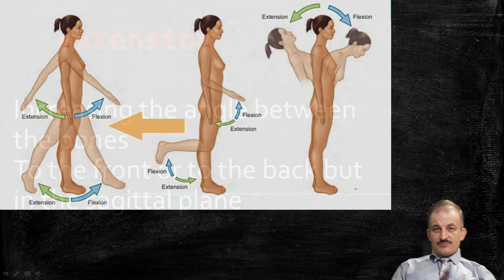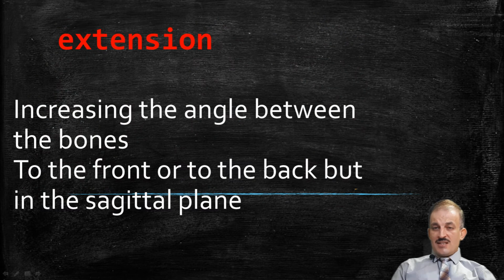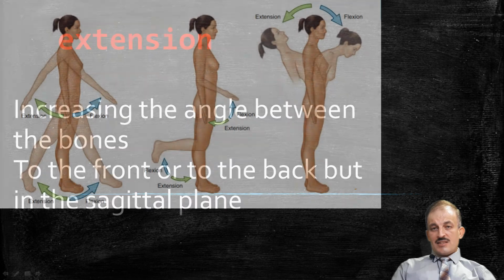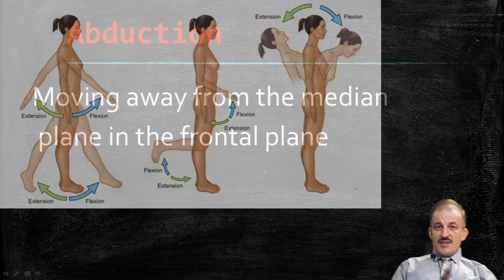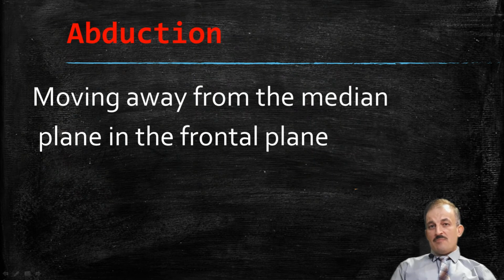hip joint. Now extension is increasing the angle between the bones. It is the contrary of flexion, to the front or to the back, but in the sagittal plane. The same examples are used in these figures, flexion and extension. Now abduction, moving away from the median plane in the frontal plane.